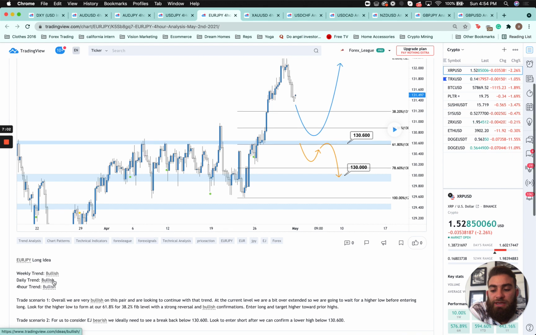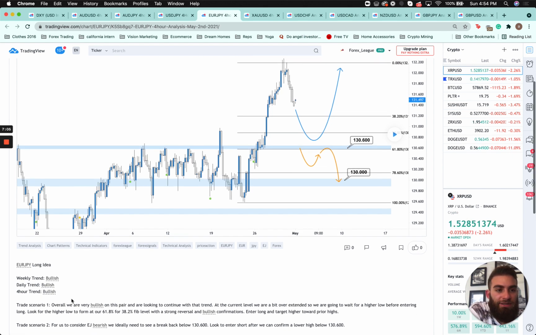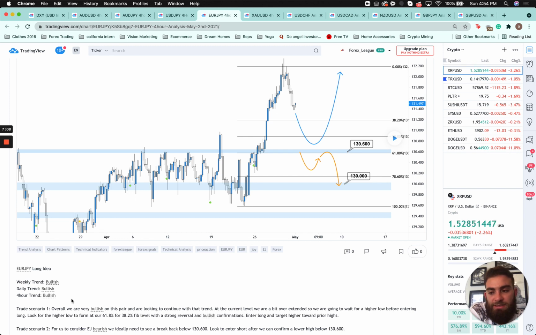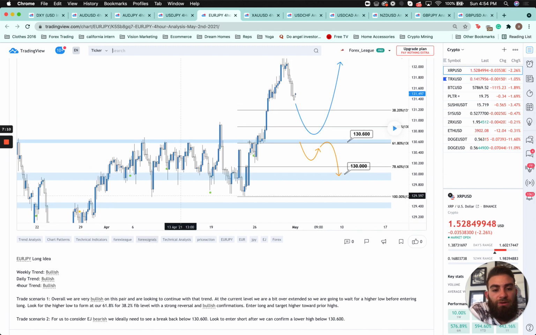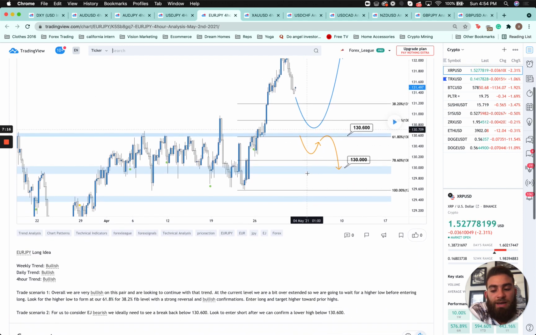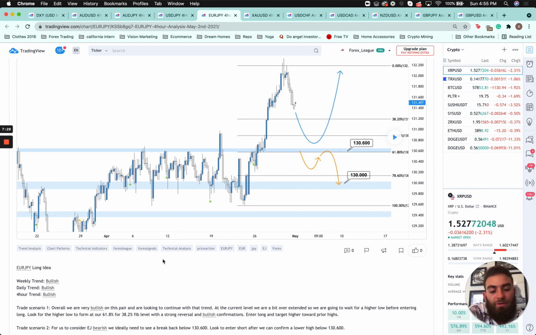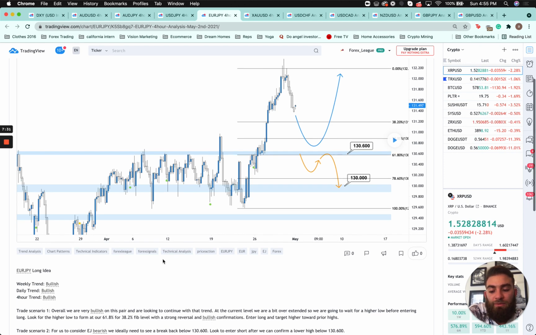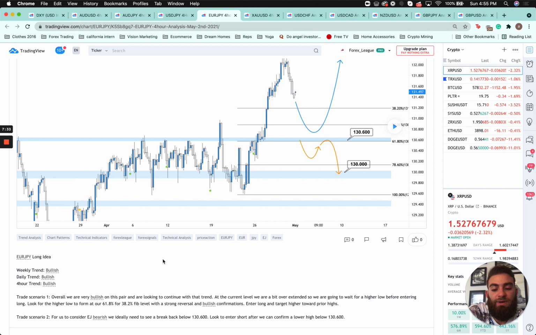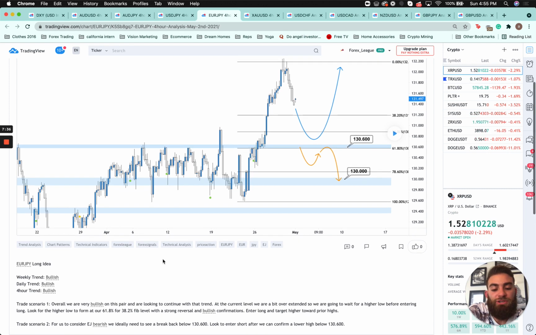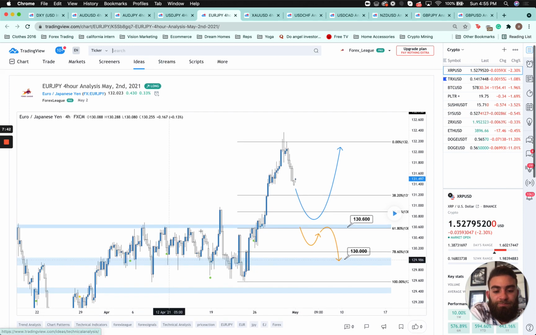Weekly trend bullish, daily trend bullish, 4-hour trend bullish. So when every time frame is lining up like this and they're all bullish, it's likely that we'll be on a lower time frame looking for potential buys. But as we can see here, we're looking for this long pullback. Trade scenario 1, overall we are very bullish on this pair and are looking to continue with that trend. At the current level, we are a bit overextended, so we're going to wait for a higher low before entering long. Look for the higher low to form at the 61.8 or 38.2 fib levels with a strong reversal and bullish confirmations. Enter long and target higher toward the previous high.